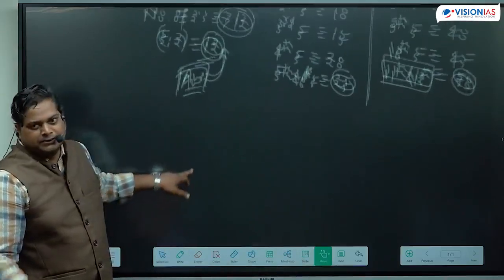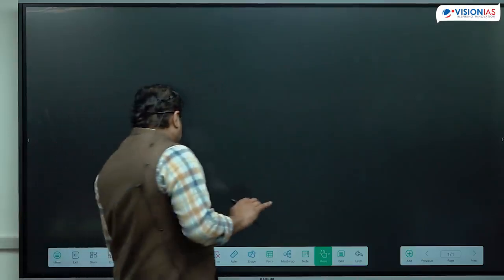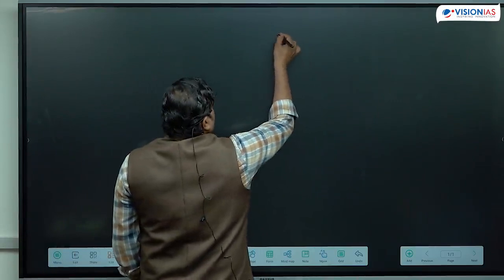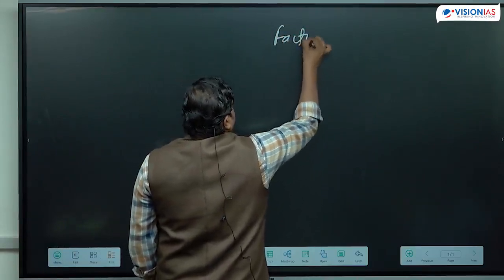For that we have factorial वाला concept. Factorial concept.